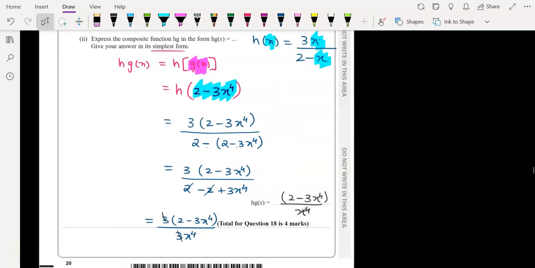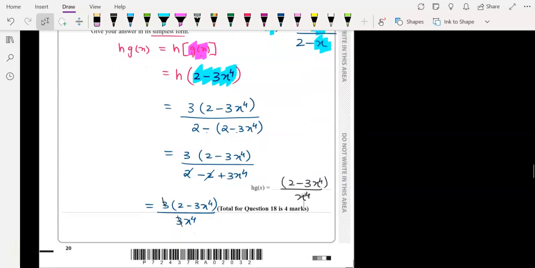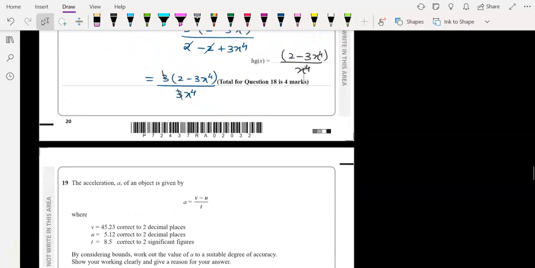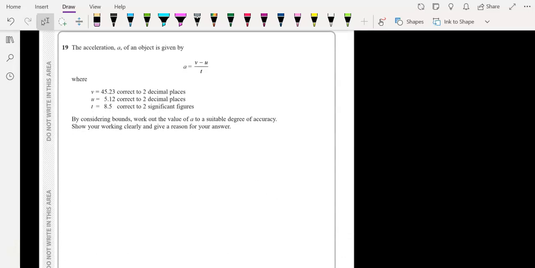Now, moving on to the next question, that is question 19. The acceleration a of an object is given by a equal to v minus u over t, where v is 45.23, correct to 2 decimal places, u is 5.12, correct to 2 dp, t is 8.5, correct to 2 sf. By considering bounds, work out the value of a to a suitable degree of accuracy. Show your working clearly and give a reason for your answer. So this topic is related to limits of accuracy.